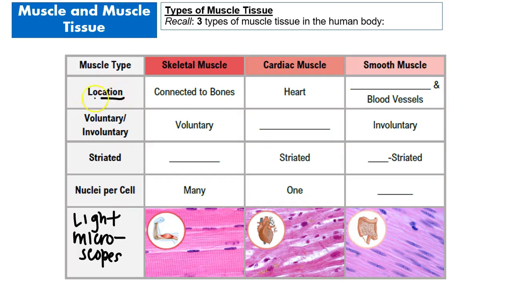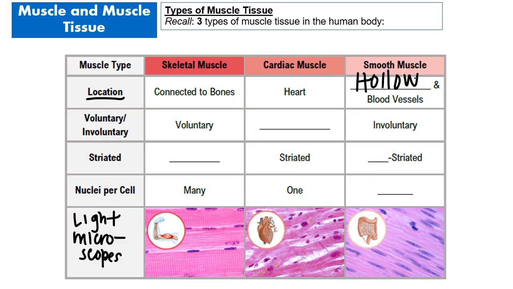All right, when it comes to location, skeletal muscle is connected to bones. Now, how do skeletal muscles connect to bones? That's going to be through tendons, okay? Cardiac muscle is, of course, going to be located in the heart. Smooth muscle is going to be located in the blood vessels, because that's how our blood is able to be squeezed and moved through our entire body, and also in hollow organs. So we can think of our bladder and our digestive tract, for example.